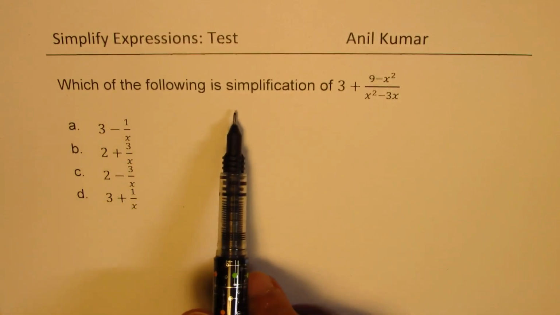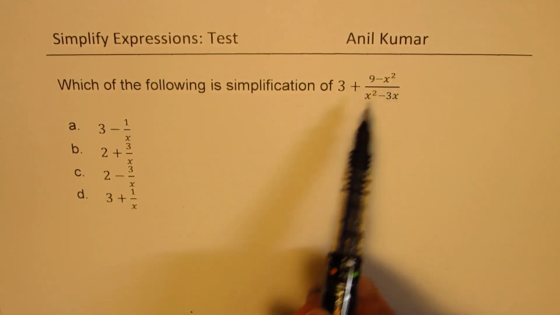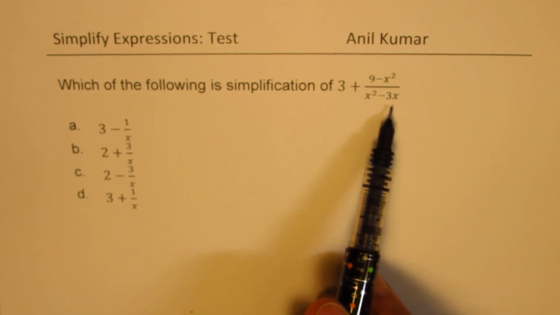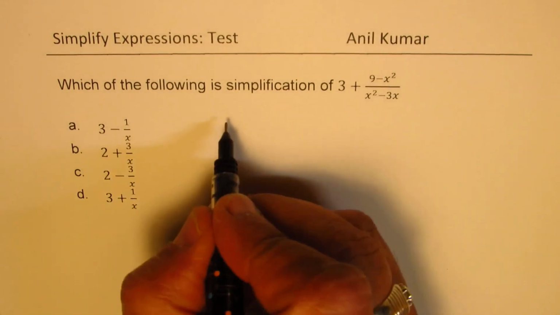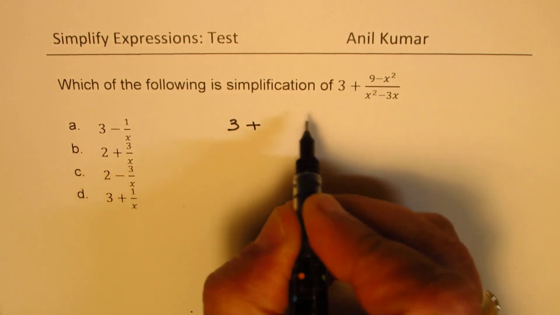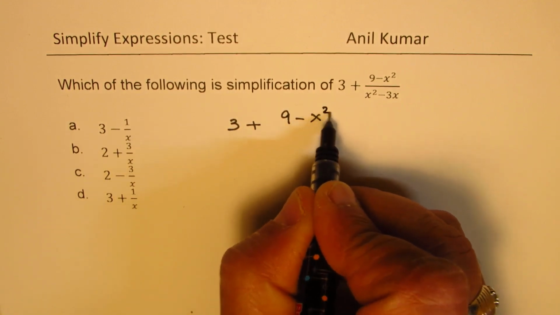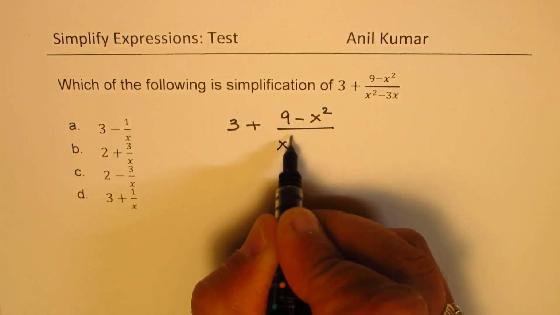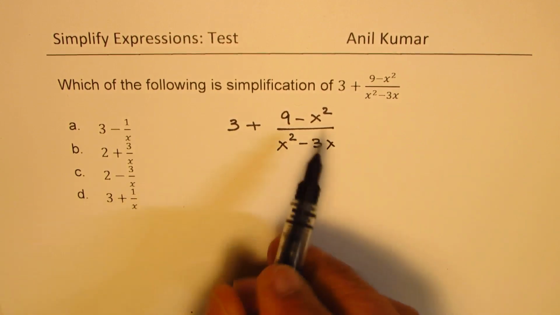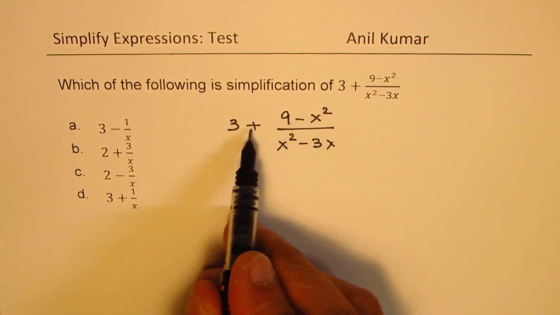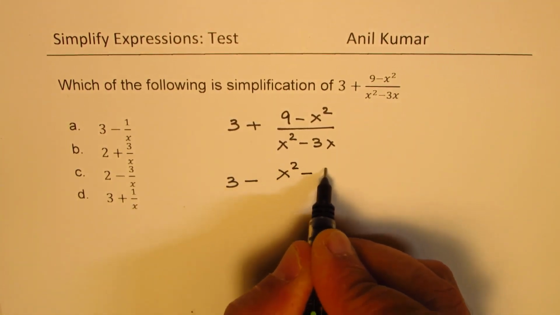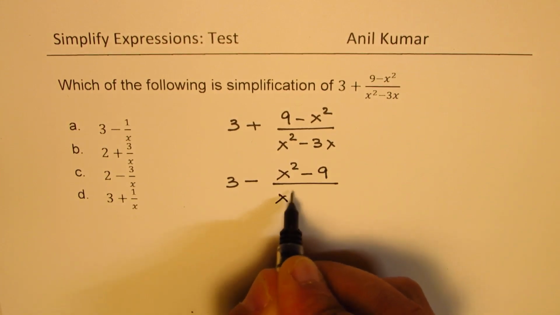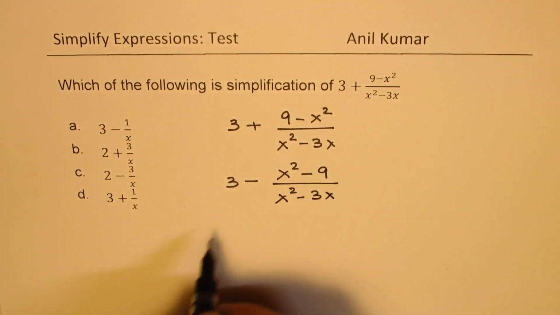Which of the following is the simplification of (3 plus 9 minus x squared) over (x squared minus 3x)? 4 options are given to you. So this involves factoring and simplification. So let us see how to do it. So we have 3 plus (9 minus x squared) over (x squared minus 3x). Let's write this as x squared minus 9. We can take minus common. So we get 3 minus (x squared minus 9) over (x squared minus 3x).